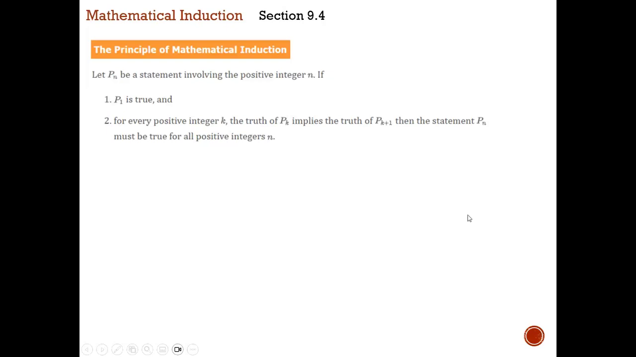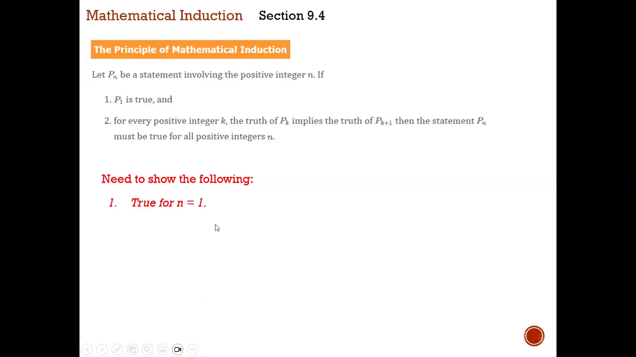Okay, some more review. From section 9.4, you're working on mathematical induction. So let's review some of these. The principle of mathematical induction. Let P sub n be a statement involving the positive integer n. 1. If P1 is true, and 2, for every positive integer k, the truth of P sub k implies the truth of P sub k plus 1, then the statement P sub n must be true for all positive integers n. So this is the principle that we're using for mathematical induction.